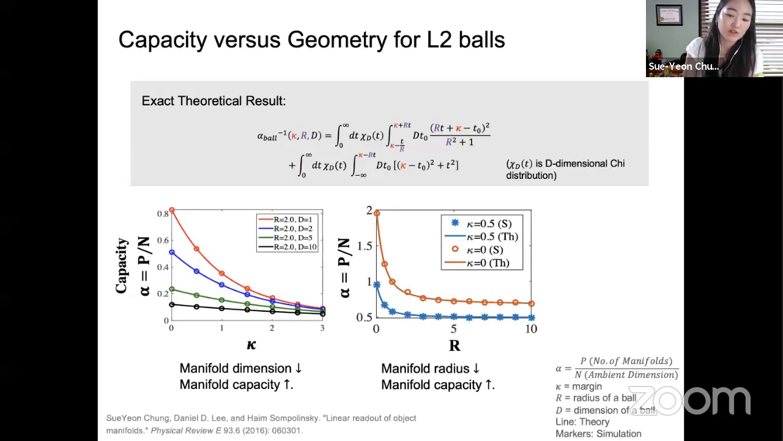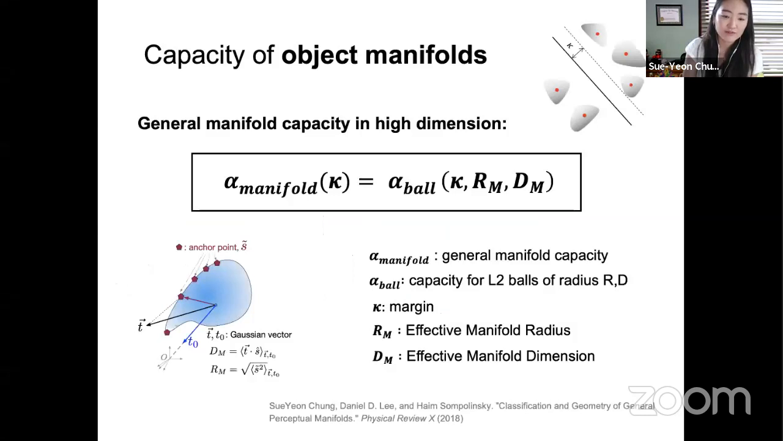Now, what I should also emphasize is that using the results that we get from the L2 ball theory, we can then generalize the expression for the capacity of general shaped manifolds, and the form of the general manifold capacity actually turns out to be very similar to the capacity for the L2 ball. That allows you to define the measure for the radius and dimension of an arbitrarily shaped object manifold.